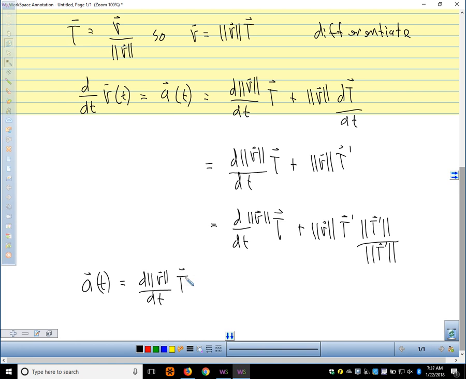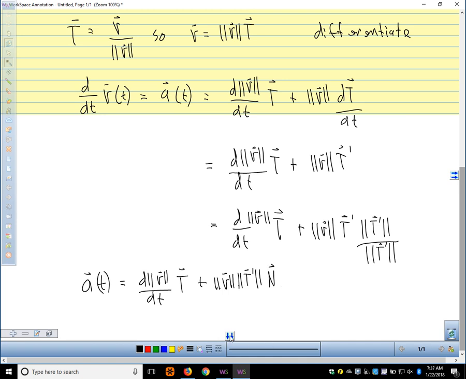That's our tangential component of acceleration, just the scalar, the derivative of the scalar speed, plus magnitude of v times the magnitude of t prime times n. And there is our normal component of acceleration. Well, I combine this t prime over magnitude of t prime to give me n. Is that T prime in there? That is t prime in there.